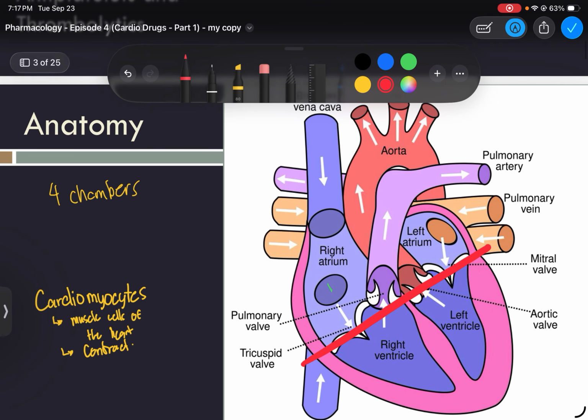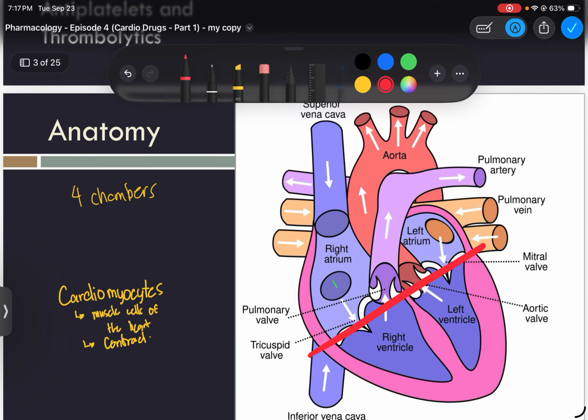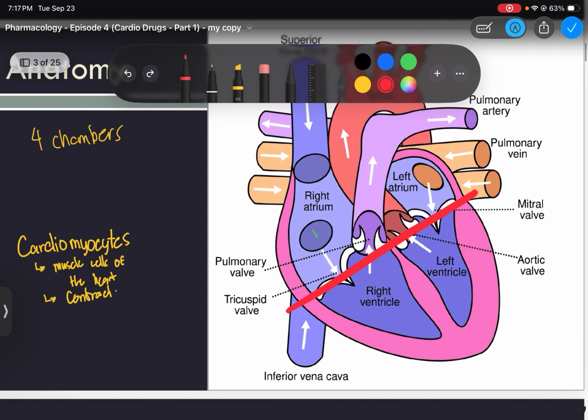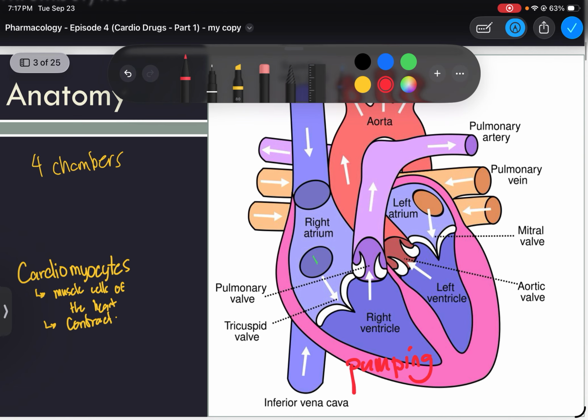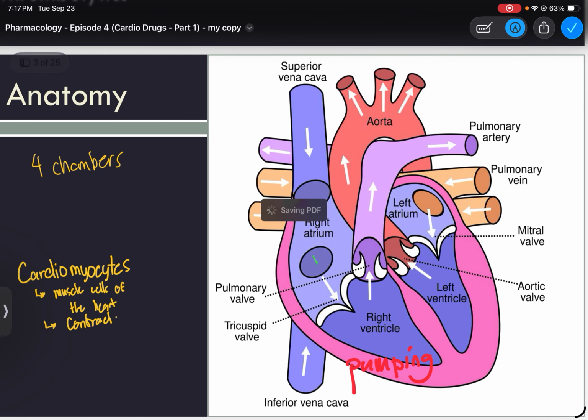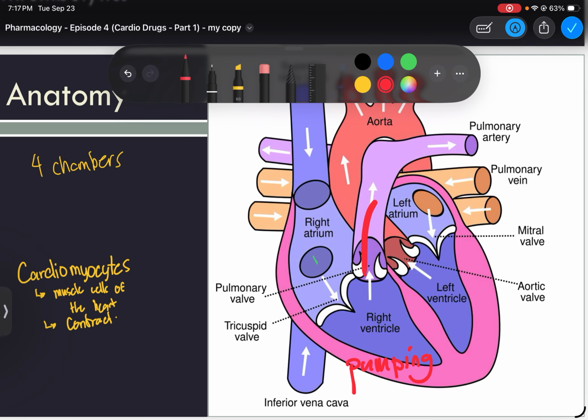And then we also have the bottom ventricles. Our ventricles are what we call the pumping chambers. They are responsible for pumping blood towards our great vessels. So for example, the right ventricle will pump blood towards the pulmonary artery, while the left ventricle will pump blood towards the aorta.